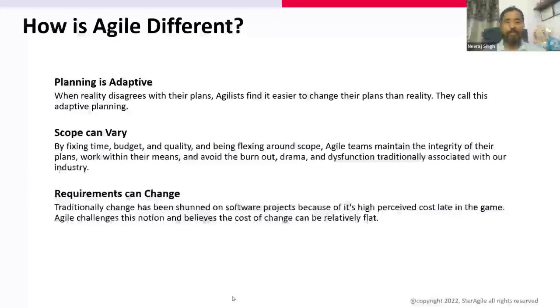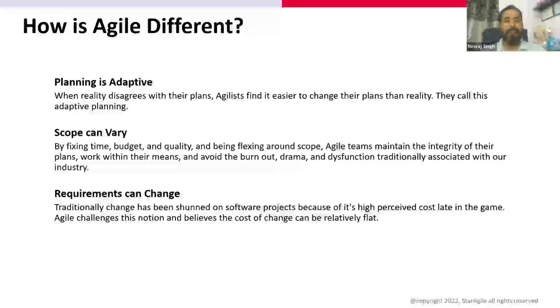In Agile, we do say that the scope is not so fixed. We may try to understand the customer's shoes and ask them, what exactly do you expect in the system? By fixing time, budget, and quality, and being flexible around the scope, Agile teams maintain the integrity of their plans, work within their means, and avoid the burnout, drama, and dysfunction traditionally associated with our industry. That means we are not rigid on everything. Yes, of course, you keep your fixed time, budget, and quality of the work to be provided, or the end goals, as a part of it.